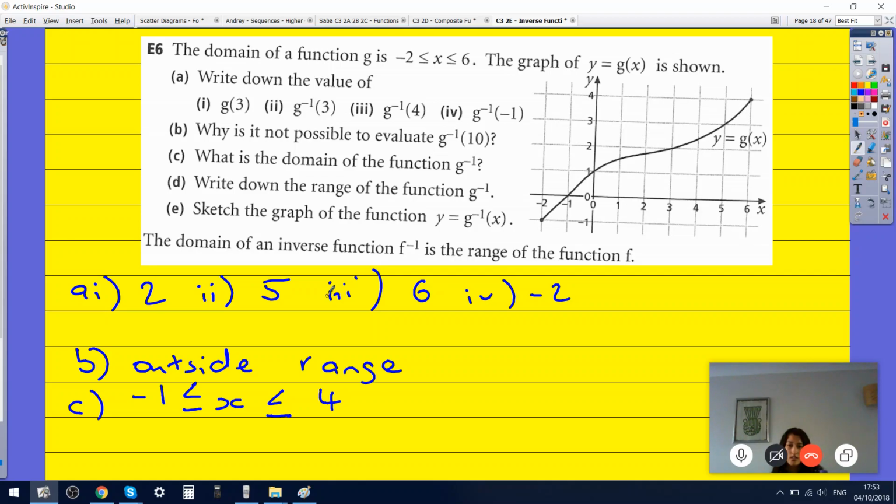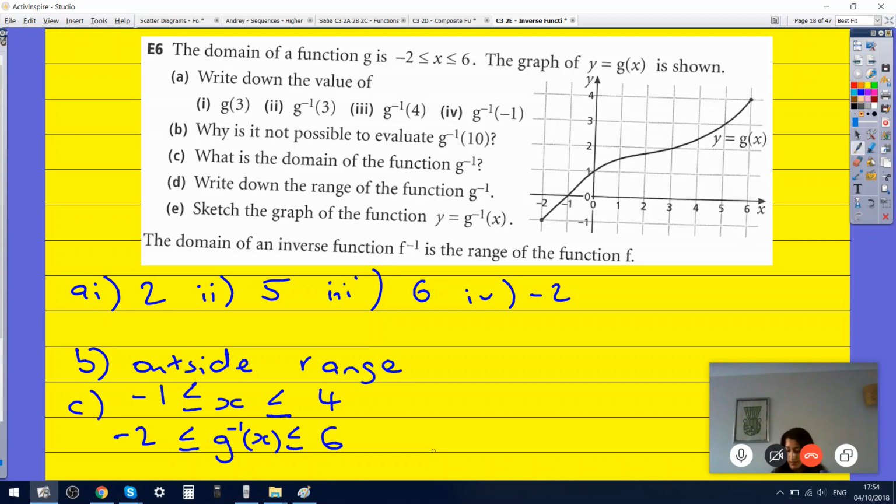Say it again, sorry. So is the range the outputs? Yeah. This is the output of the inverse function. Okay, so outputs would be -2 less than or equal to x, less than or equal to 6. Yeah, and it wouldn't be x, it would be y. And even better still, I'm going to write g inverse of x.